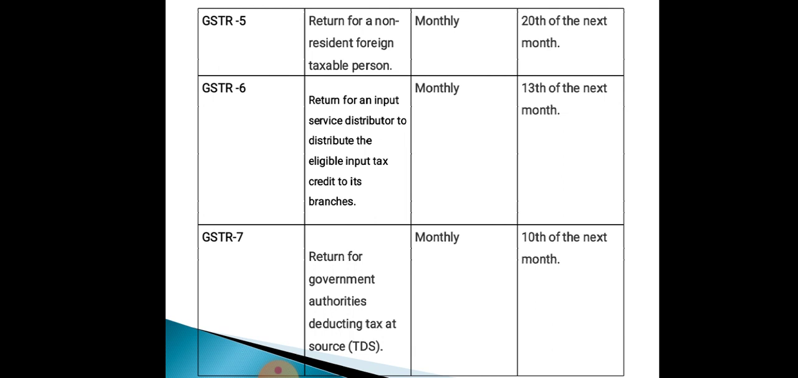Frequency: monthly. Due date: 10th of the next month. Filing the GST return 7 for a month is due on 10th of the following month. For instance, the due date of filing GST return 7 for October is 10th November.